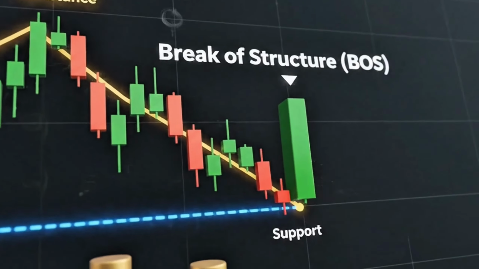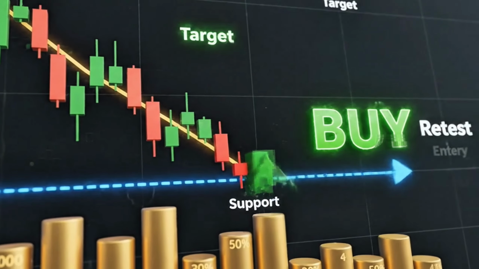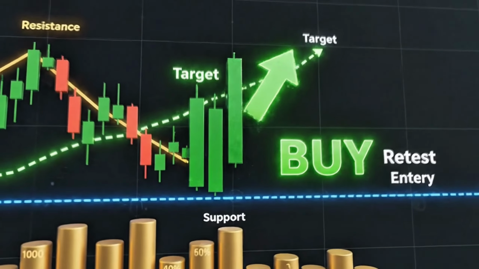Now the second one is the pullback entry. Now this is way safer than the first one. This is the breakout entry. This one involves a pullback and entry, but there are a few confirmations and it's way better than the first one I mentioned.